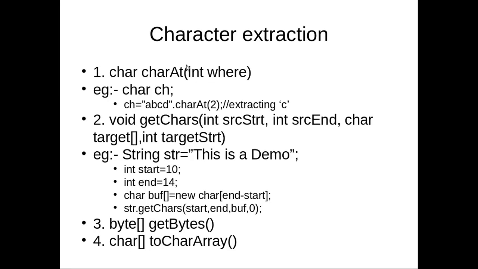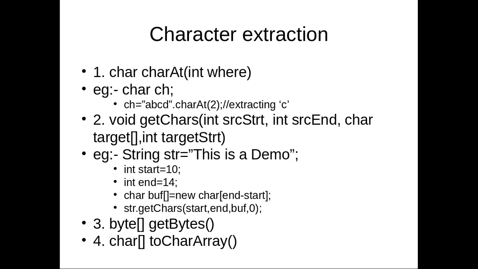Character extraction. charAt(int where). Suppose you have a string and from that string you have to extract a character at a particular location. Here ABCD is a string, and from that you are going to read the character at location 2. At location 2 we have C, that's why char ch = "ABCD".charAt(2). Instead of ABCD you can have a string object. For example, suppose you have a string object str, then str.charAt(2) extracts C.